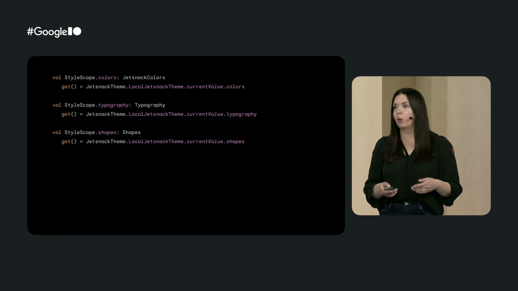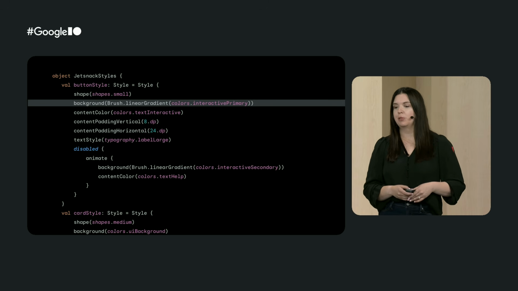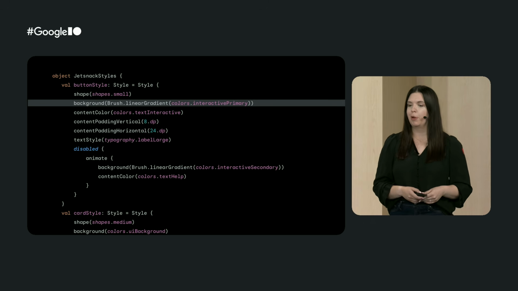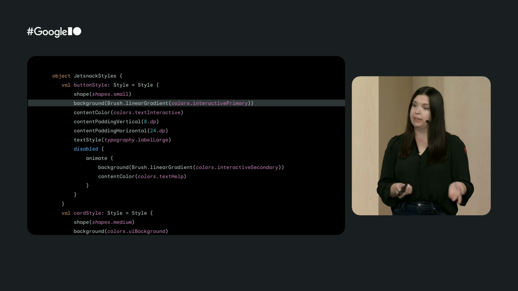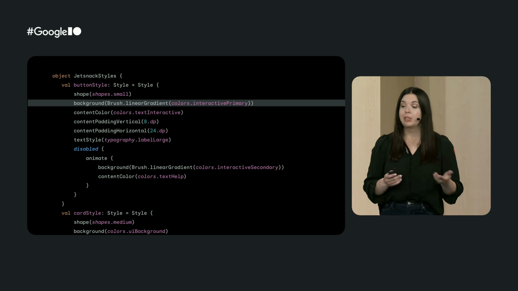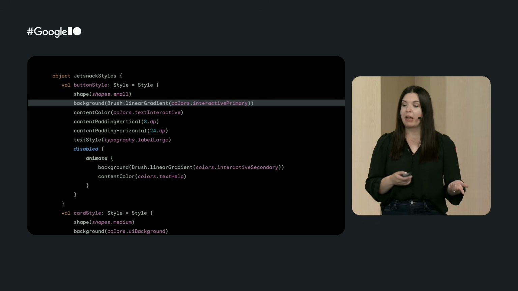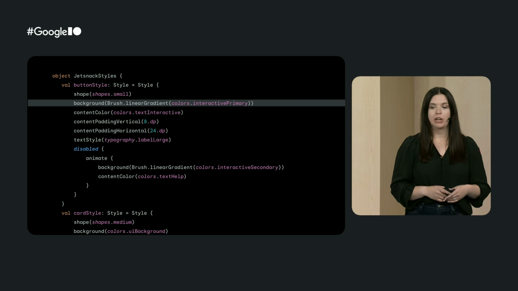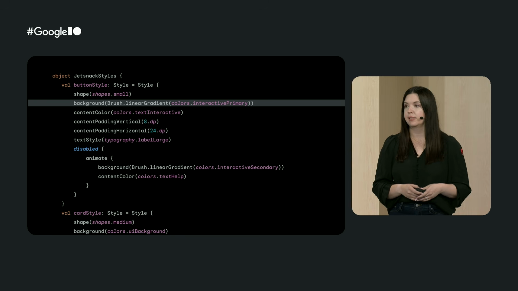Styles can access composition locals. Then, in our Jetsnack styles object, we create the default for a component. For example, we move the button style that we defined earlier into this class. And we switch the hard-coded colors to use theme-level tokens from each subsystem. For example, the background here is set to a linear gradient brush, using the list of colors defined in our custom design system set of colors.